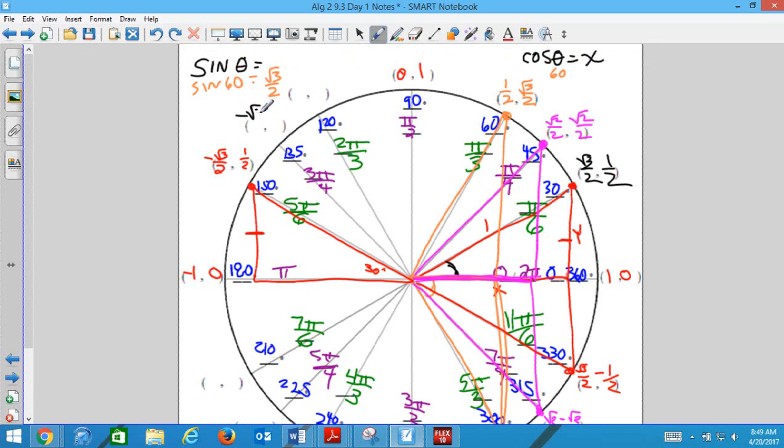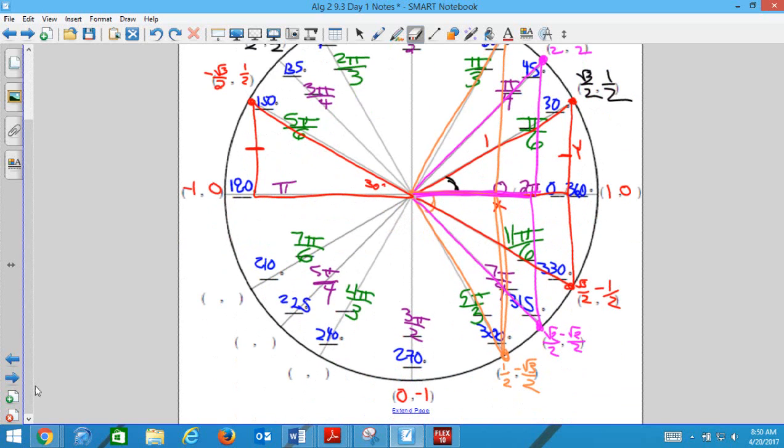This one is negative square root of 2 over 2, square root of 2 over 2. This one's negative 1/2, square root of 3 over 2. And then down here, we are mirroring these points, except what do we know about negatives over here? Both negative. So this one is going to be negative square root of 3 over 2, negative 1/2. This one will be negative square root of 2 over 2, negative square root of 2 over 2, and then this will be negative 1/2, negative square root of 3 over 2.